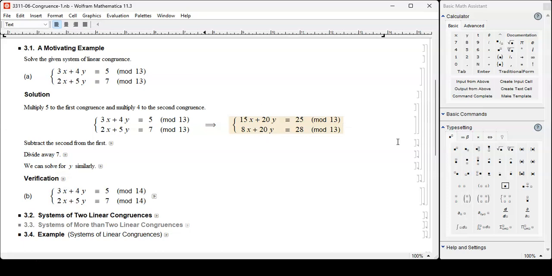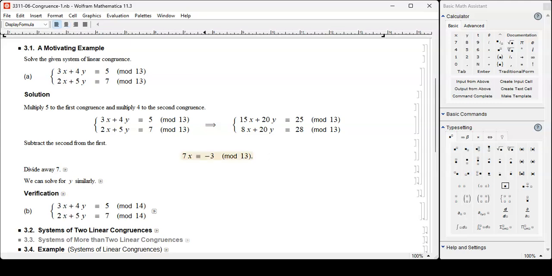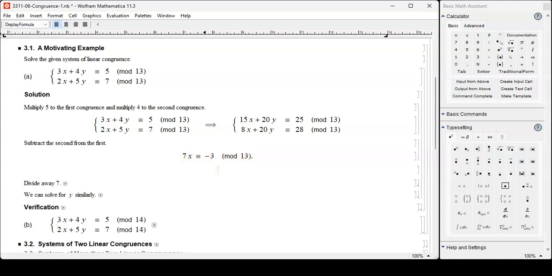By design, 20y is common, so subtracting one from the other, we get this. 15 minus 8 is 7, 25 minus 28 is negative 3. All easy, all simple. And mod 13 did not kick in yet. Now, if this had been just a system of linear equations, then you're not going to get this mod 13 and just the equality only, so that's what you're going to get. And therefore, that's going to be your solution. Well, good. And then you can continue doing whatever you want to do for y.